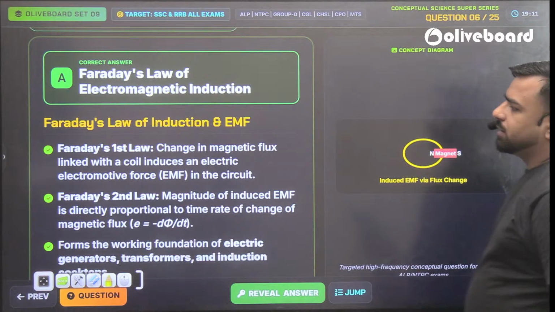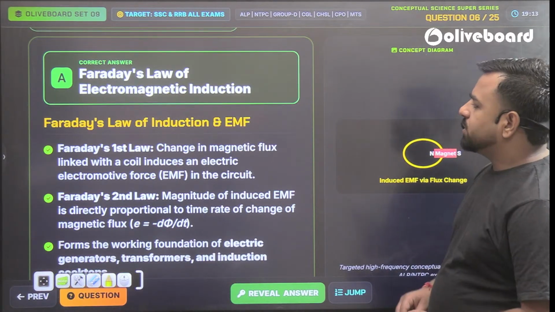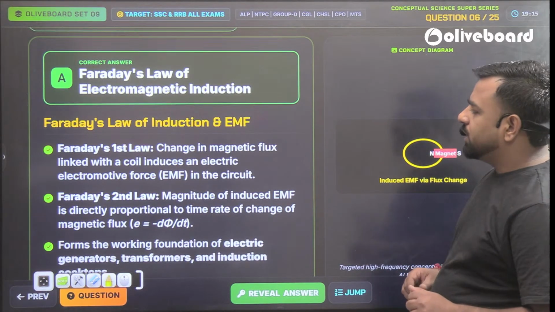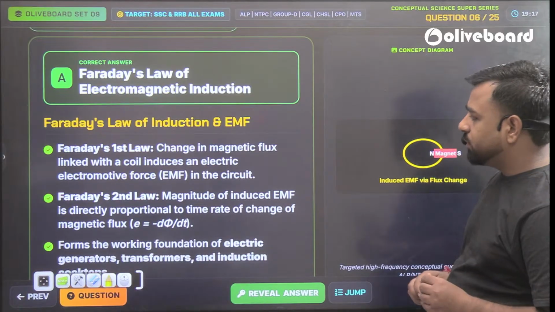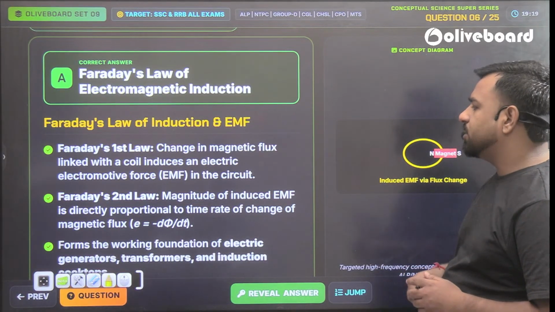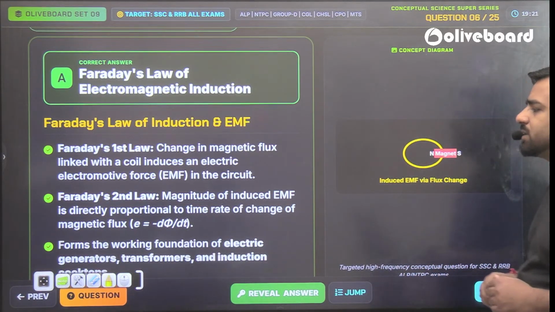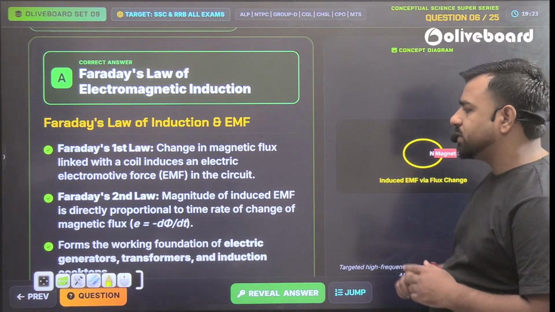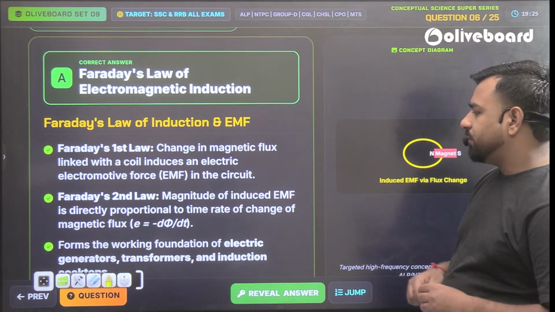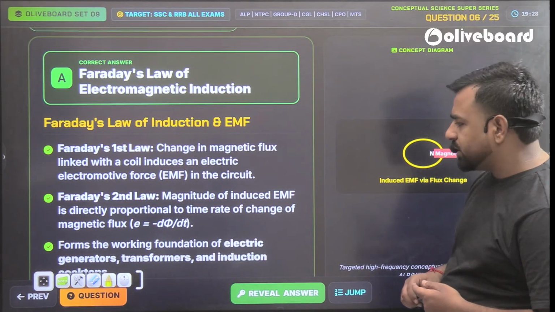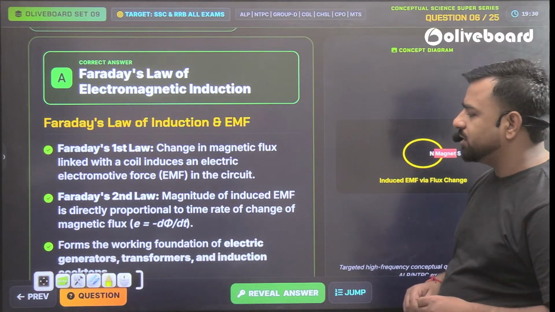Next. Faraday's first law: change in magnetic flux linked with a coil induces an electromotive force in the circuit. Faraday's second law: magnitude of induced EMF is directly proportional to the time rate of change of magnetic flux. It forms the working foundation of electric generators, transformers and induction cooktops.